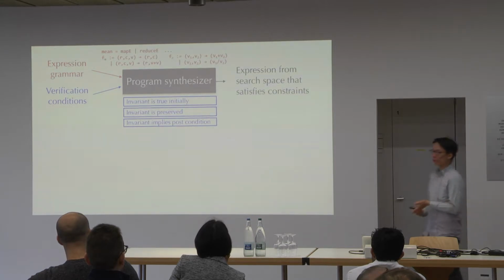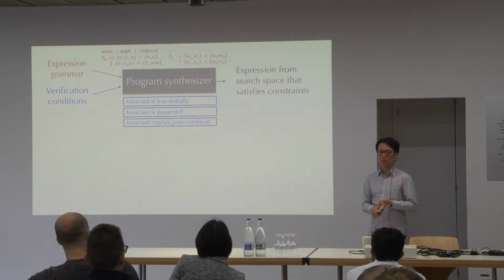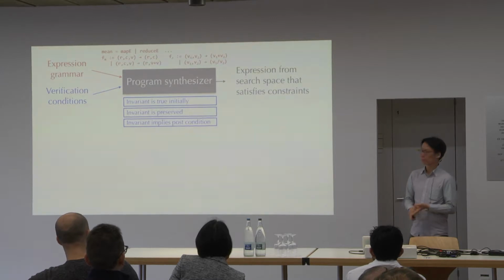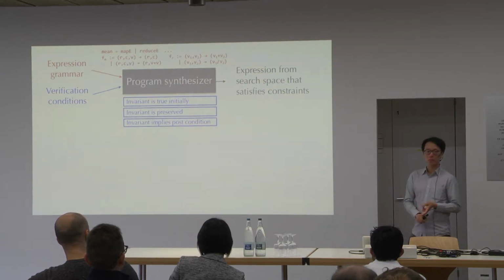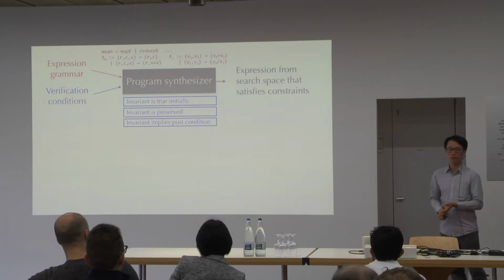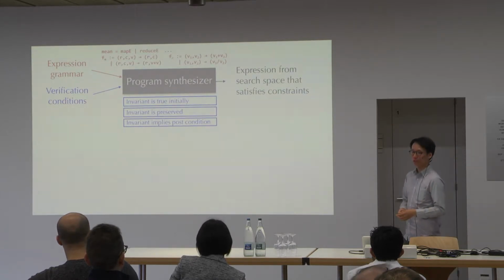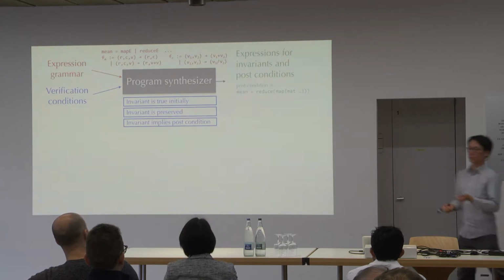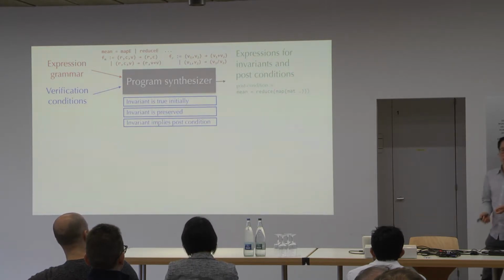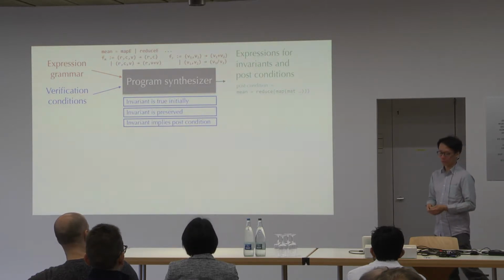So we now have both pieces of the puzzle. We have a way to describe what is a valid solution, known as the verification conditions, and we also have a way to express the search space that we are looking over, encoded using this grammar form. And if we turn the crank, then hopefully the synthesizer will come up with a bunch of post conditions and loop invariants that would allow us to validate the transformation that we are trying to do.